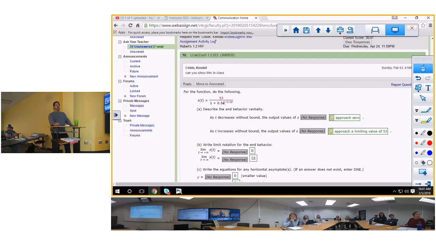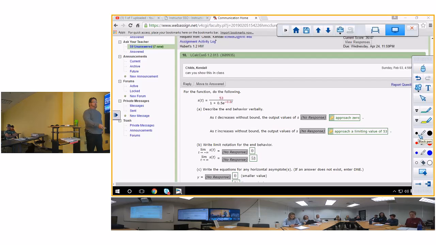For the function, describe the end behavior. Okay, end behavior. What is end behavior? Well, that's your family of graphs. So I want you to just graph 1 over e to the x. Somebody graph that. So let's add that to our family of graphs.